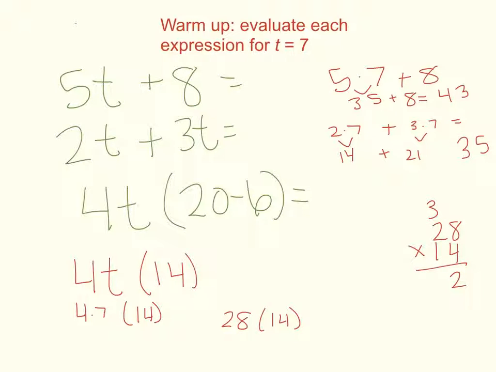4 times 2 is 8, 9, 10, 11. 1 times 8 is 8. 1 times 2 is 2. Add them together. 2, 9, and 3. So I received the answer of 392. Hopefully you did well on those warm-up problems. If not, feel free to pause, rewatch, ask me, or Mrs. Howell.